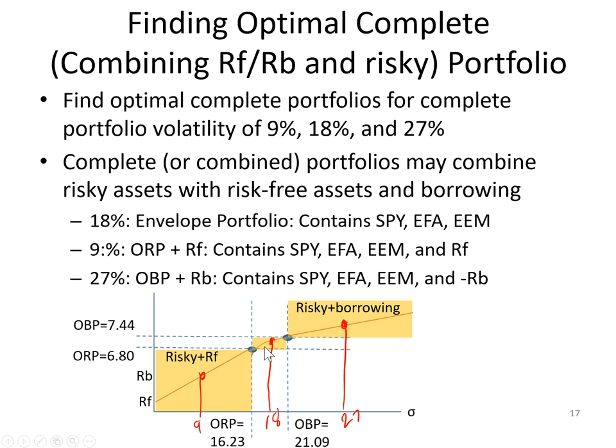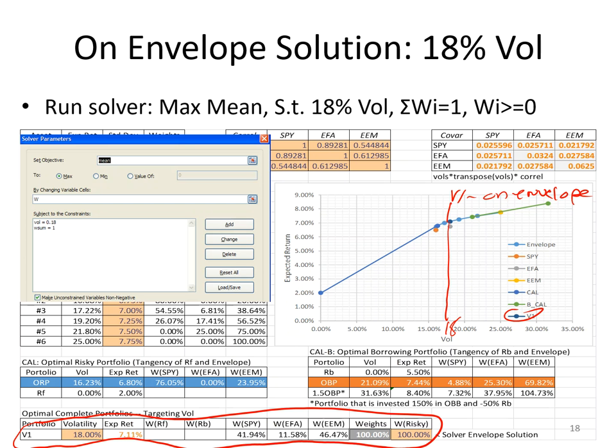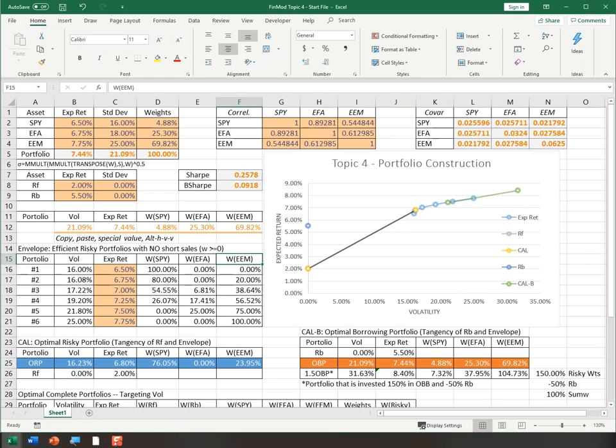So let's do the 18% first. The 18% doesn't involve either one of these lines, so it's simply running another solver to maximize return using those three assets with the constraint that vol is equal to 18. So let's go ahead and go to Excel. We're going to maximize the mean for a vol of 18, sum is equal to 1, and make sure there's no short sales.